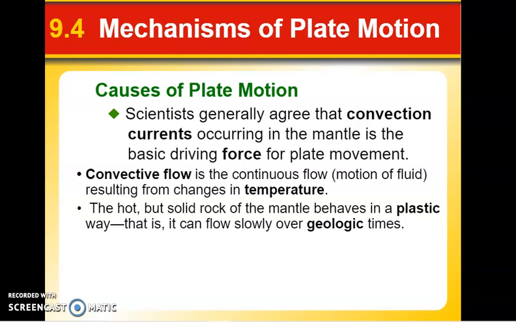Some things will heat very evenly, some things will heat very quickly, and others will be slow. The hot, solid rock of the mantle behaves in a plastic way. That is, it can flow slowly over geologic time. So much like molten plastic would slowly ooze over, they're predicting that some of the solid rock in the mantle is doing the exact same thing.